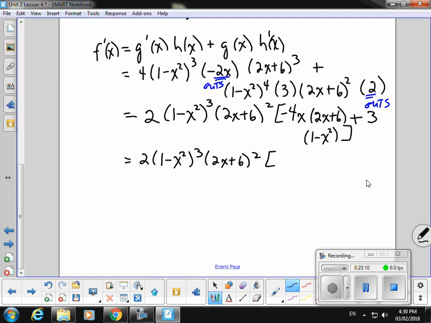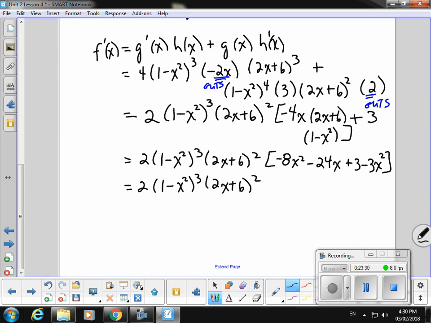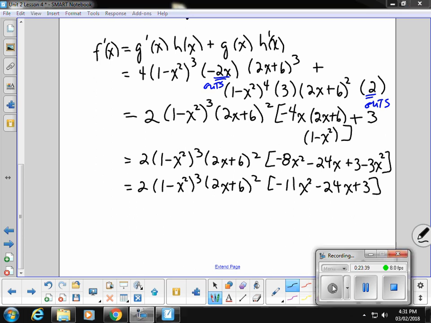Okay, here we go. I have negative 8x squared, negative 24x, plus 3, subtract 3x squared, times 2, 1 minus x squared cubed. And what can I put together in here? I have negative 11x squared, negative 24x, plus 3. Final answer.